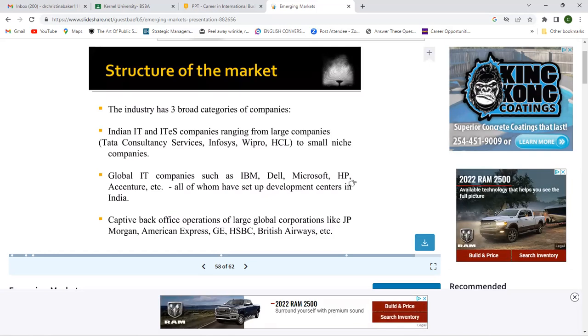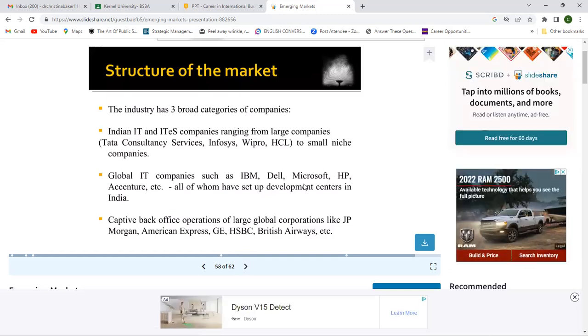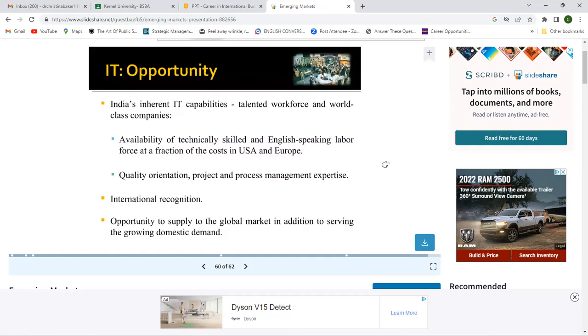Global IT companies such as IBM, Dell, Microsoft, HP, Accenture, etc., have all set up development centers in India. There are also captive back-office operations of large global corporations like JP Morgan, American Express, GE, HSBC, and British Airways, etc. Here are major IT and ITES companies in India.